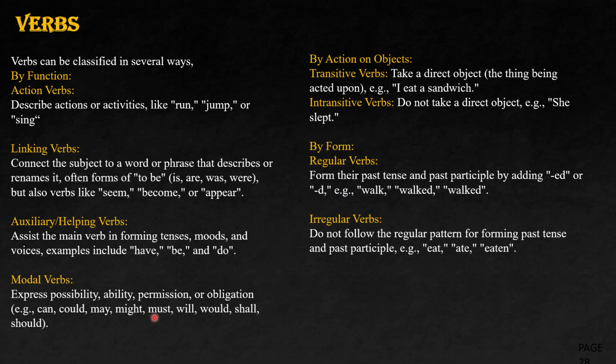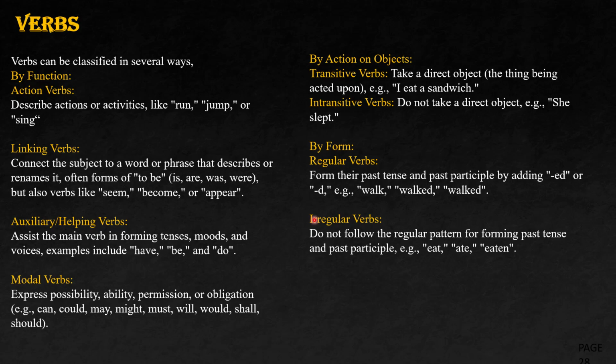So these are the modal verbs which will help you to express your possibilities, abilities, permissions. Yeah. When it comes to action on objects, there are transitive verbs, which take a direct object into account. For example, I eat sandwich. Next one is the intransitive verbs, which do not take a direct object. In short, she slept. There is no object. Here we have the object, that is sandwich. We can consider I eat sandwich. What do you eat? The object.